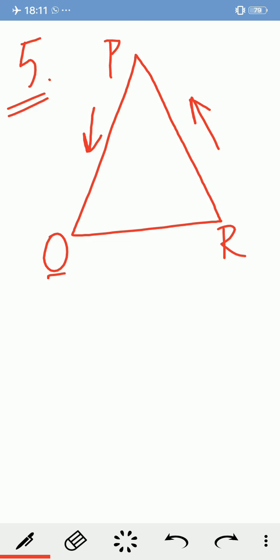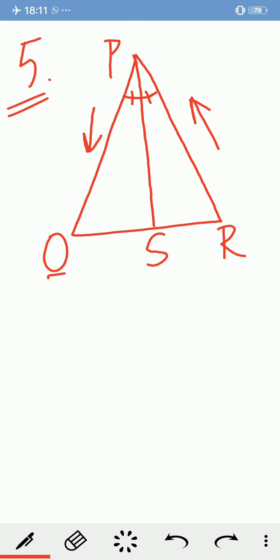And PS bisects angle QPR. Angle QPR is this angle and PS bisects this angle. So let me draw PS. This is PS. PS bisects this angle, that means this angle is equal to this angle. In that case, you can say angle QPS is equal to angle RPS.